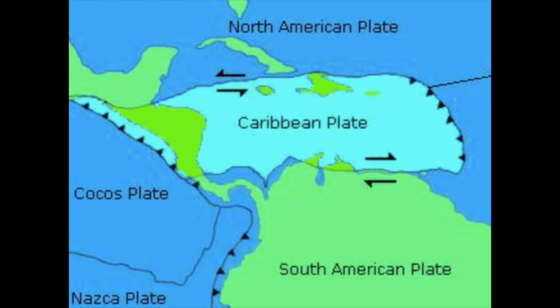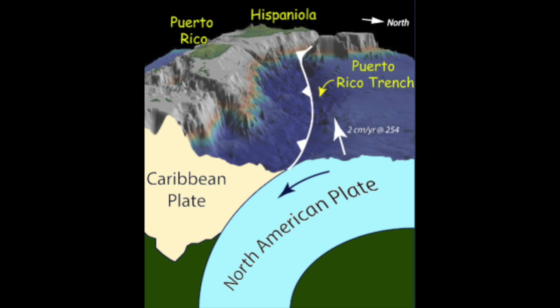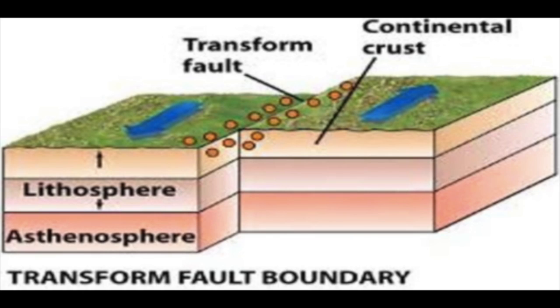The Caribbean Plate is roughly 1.2 million square miles, and it borders the North American, South American, and Cocos Plates. The northern edge of the Caribbean Plate borders the North American Plate. Part of the Puerto Rican Trench runs along this border, which at about 8,400 meters is the deepest place in the Atlantic Ocean. This boundary is a transform boundary, which means the two plates slide past each other.